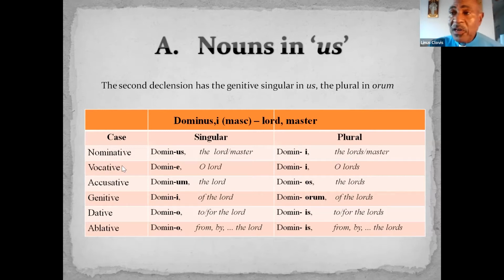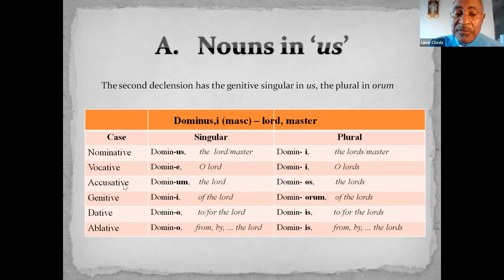The vocative. The vocative is when we're calling out, oh boss, oh Lord. So this US changes into an E. And you'll be glad to know that it only happens for the second declension. In all other declensions, it will keep the same ending. So we have the vocative, oh Lord. So it's E, so it's domine. And the plural will be as the nominative, I. So, oh Lords.